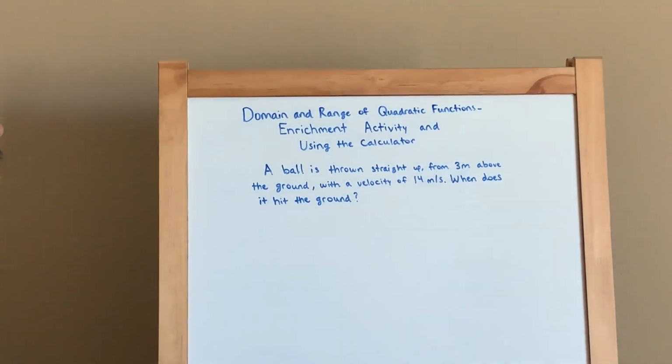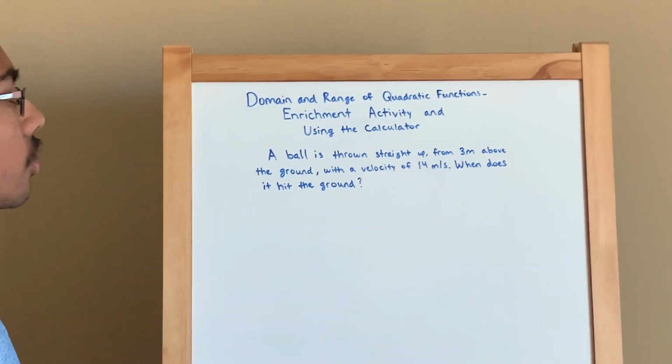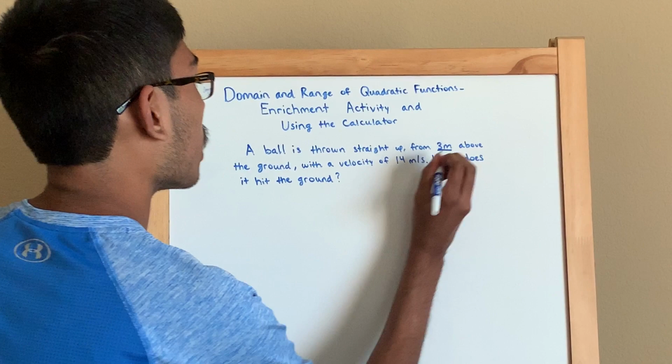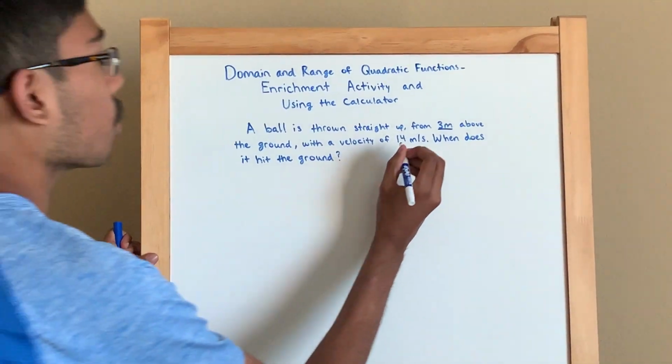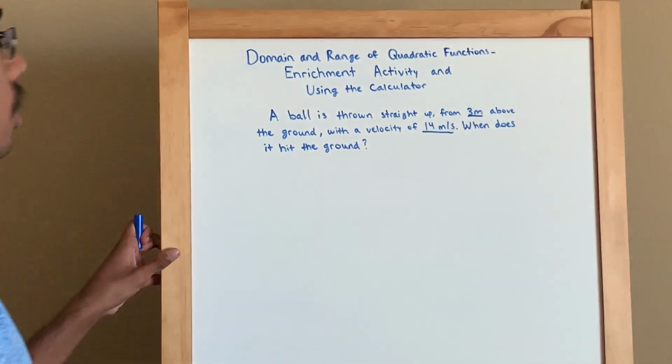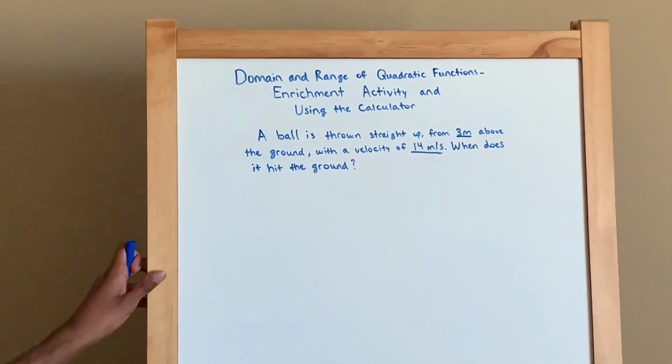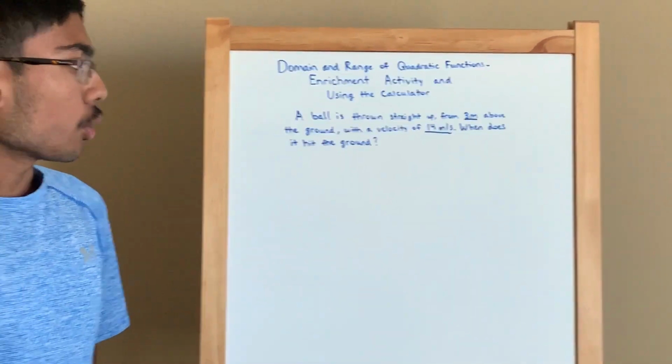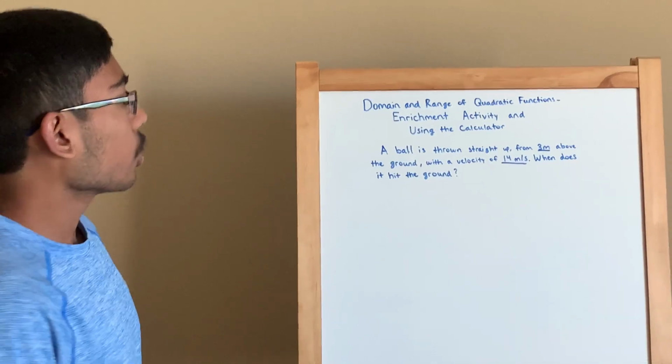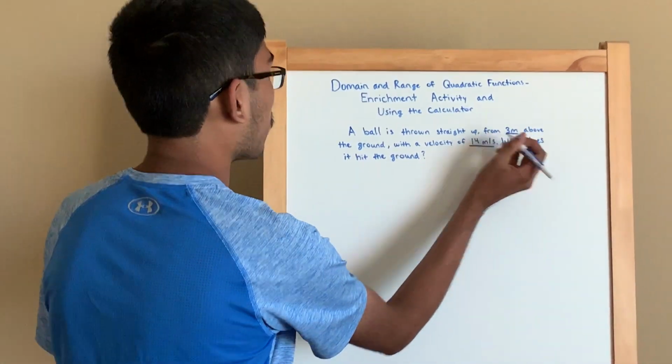So the question is, a ball is thrown straight up from 3 meters above the ground with a velocity of 14 meters per second. When does it hit the ground? So first, we need to make an equation. So we'll start with 14 and 3.